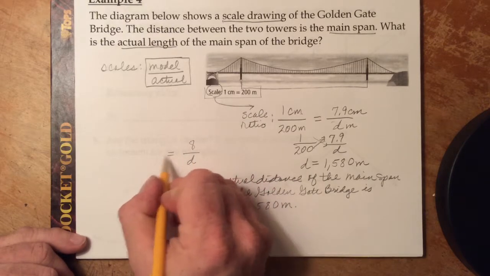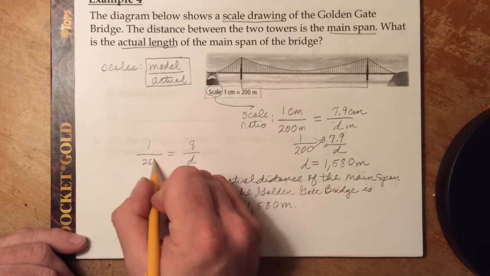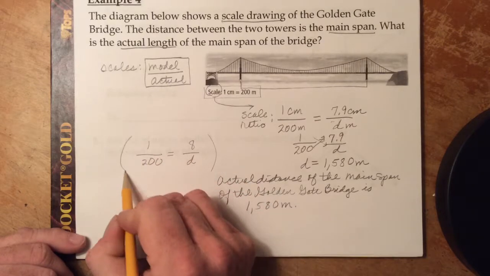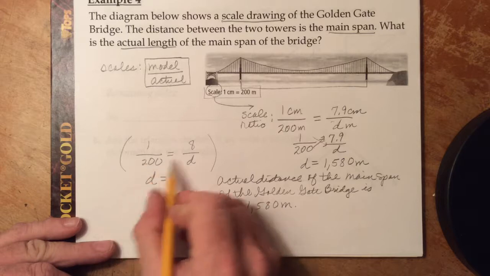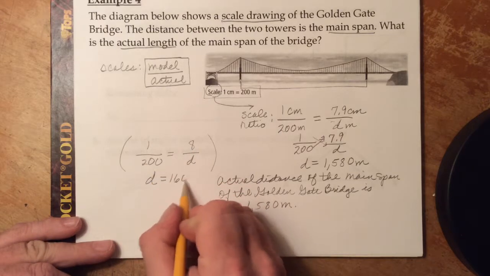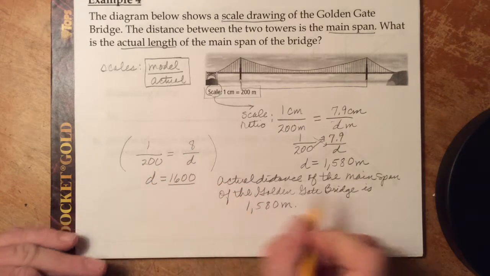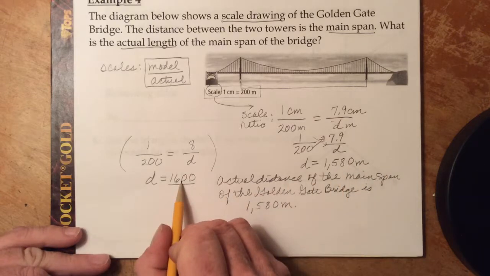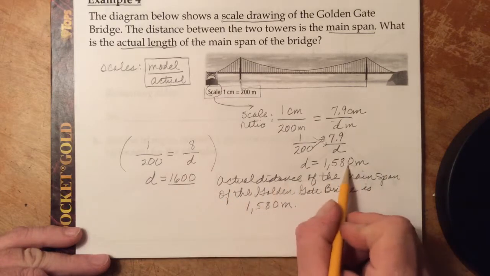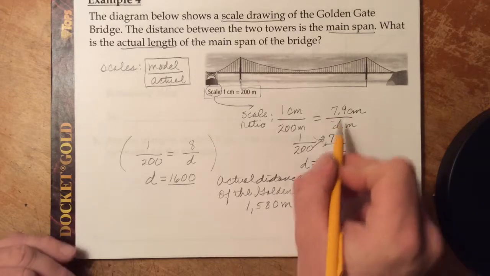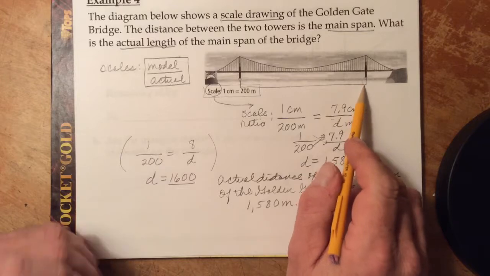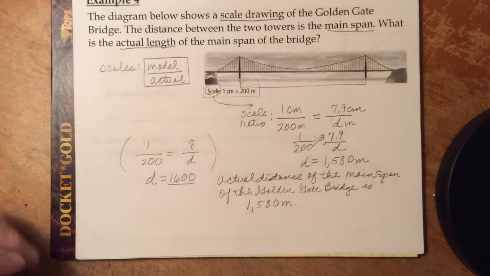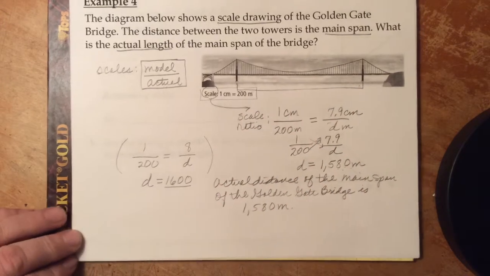It's interesting to note that if you'd used 8 here instead of 7.9, it does make quite a difference. If you were to cross multiply this way, 1 times D is D, and 200 times 8 is 1,600. Well, that's quite a few more meters. It's a good 20 more meters than the actual measurement that we took at 7.9. So it's very important that you're precise and accurate with measurements when you're dealing with scales.